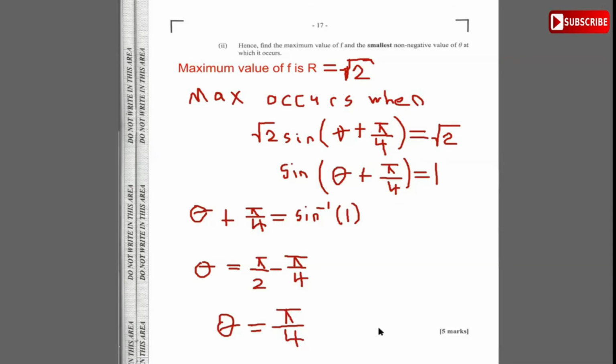All right, nice. So that's that. Theta is pi by 4. So that's when the maximum occurs, when theta is pi by 4. Nice.